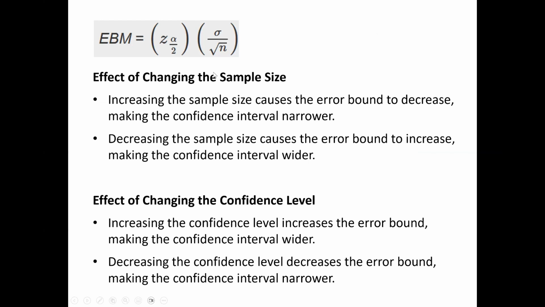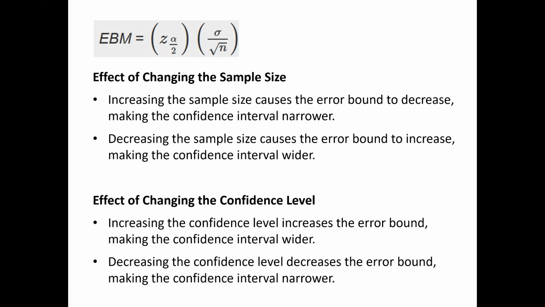All right, what is the effect of changing your sample size? If I increase the sample size, the error bound of the mean gets smaller. If you increase the denominator of a fraction, the fraction gets smaller. So as the sample size goes up, the error bound of the mean gets smaller, so your confidence interval gets narrower. So as n goes up, the error bound of the mean goes down, and the confidence interval gets smaller, narrower.